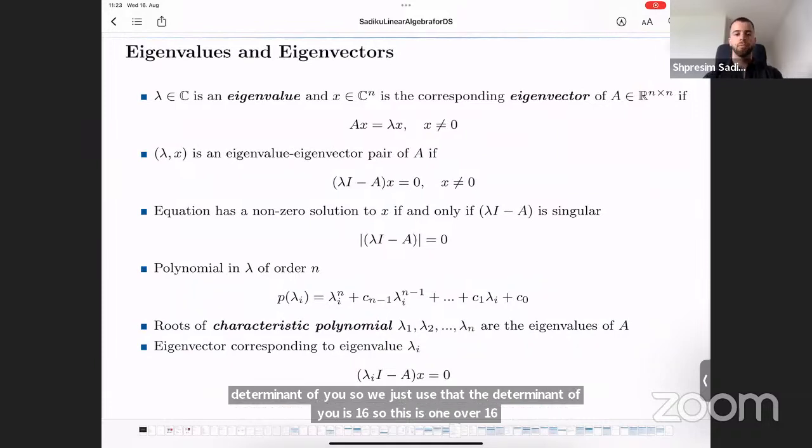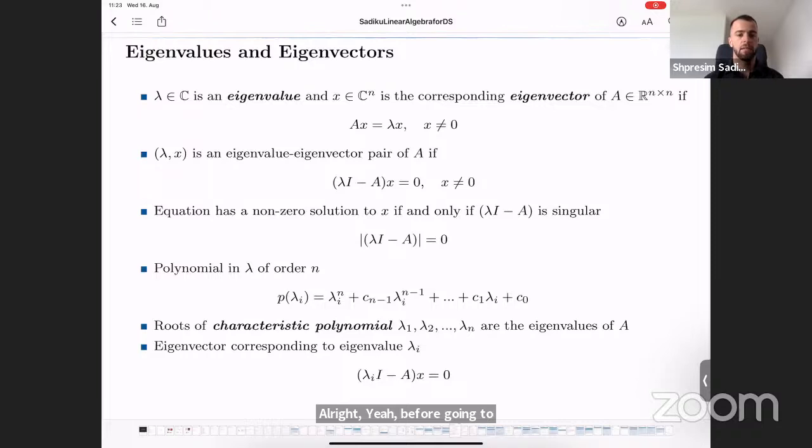Before going to eigenvalues and eigenvectors, I would like to go to the coding part.